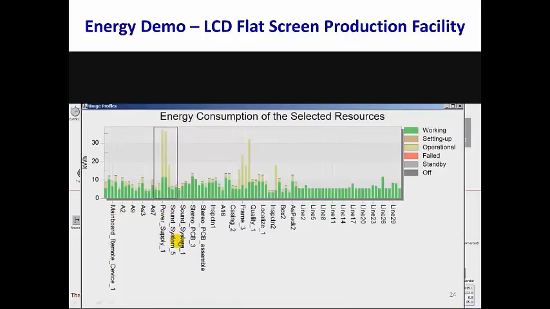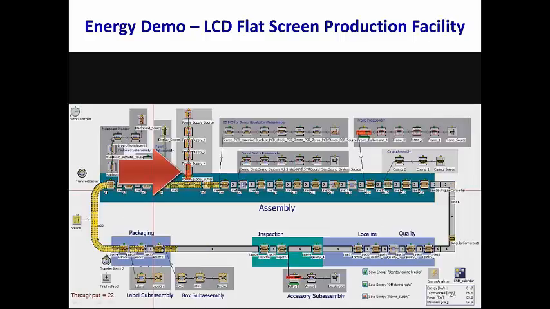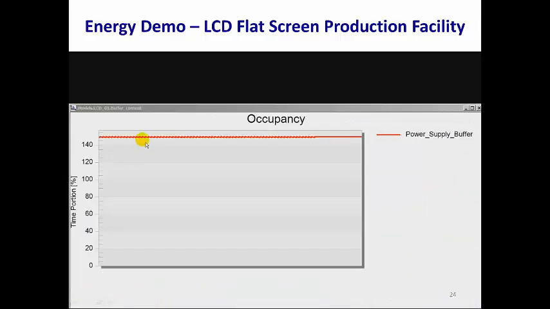We can see the details by highlighting the area in the chart. The light green areas for power supply stations 1 and 2 show that these stations consume a lot more energy in the operation or wait state than the other stations. While running the simulation, it appears that the power supply buffer is always full. A look at the buffer's chart shows that it's almost always full with 150 power supplies.